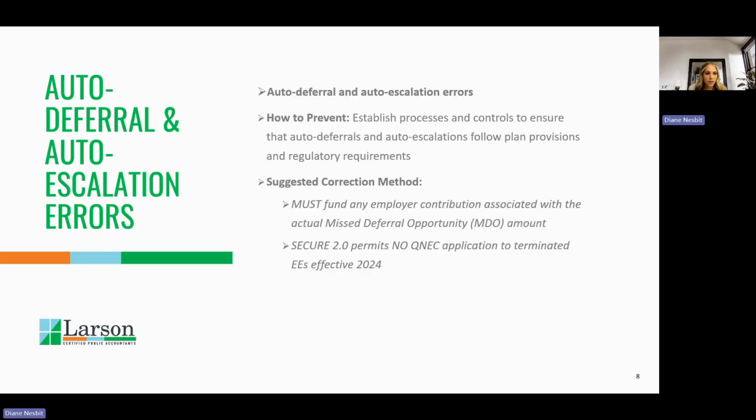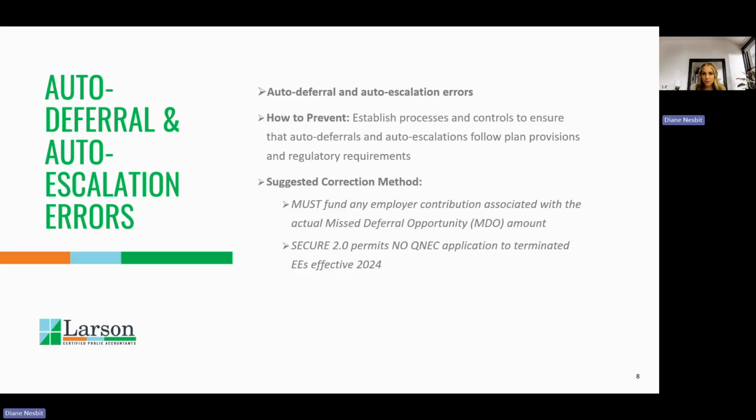Auto deferral and auto escalation errors. So, we're talking about that people didn't get set up with auto deferral when they were eligible to enter the plan, or the other potential issue is that there is an auto escalation schedule saying that the participants' deferral percentage increases by a certain percentage amount up to a max, but the auto escalation doesn't happen according to that schedule.